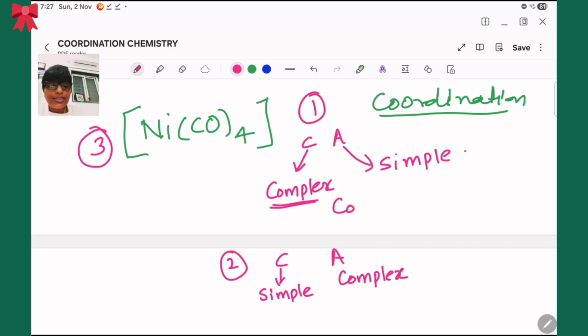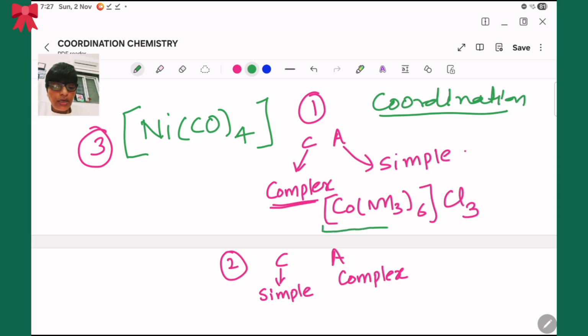So the example for this category is this one which I am writing right now. See here, on the LHS I have the cation written in the square bracket. So this is a complex cation, whereas the anion is outside, on the right side. It's a simple one. It doesn't have any square bracket. So this is the first category you will see in your textbook examples.